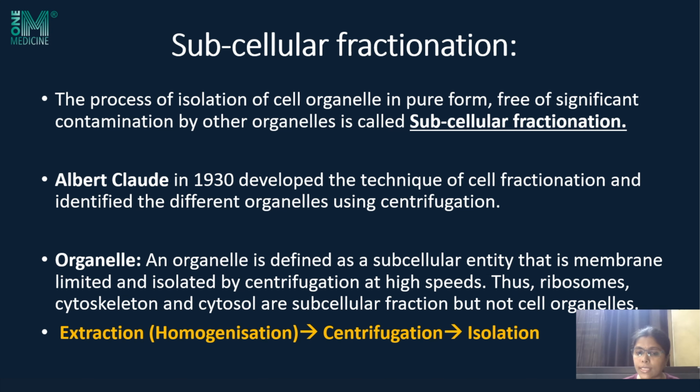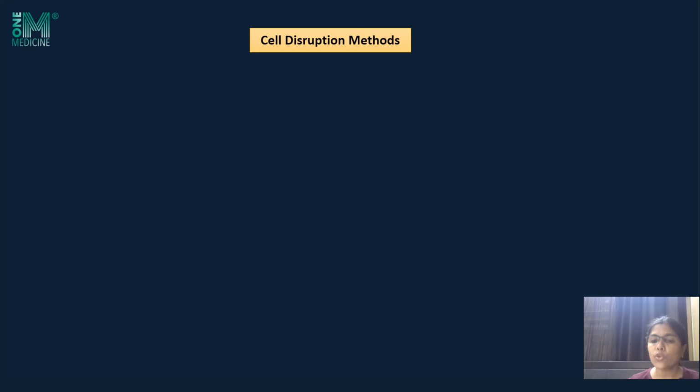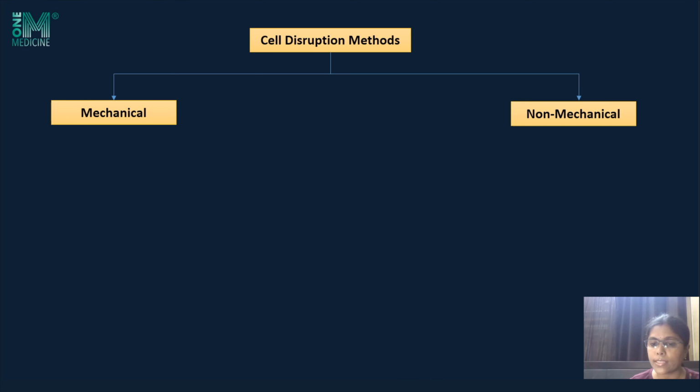Next, what are the key steps we are going to do for subcellular fractionation? Number one, we are going to go for extraction or homogenization. Next, we are going to go for centrifugation at very high speed, and lastly, we have to isolate and identify which organelle we have isolated from this particular cell. So the first step is we have to break the cell, that is, disrupt the cell. The disruption of the cell can be done by two methods. Basically, one is mechanical, another one is non-mechanical.